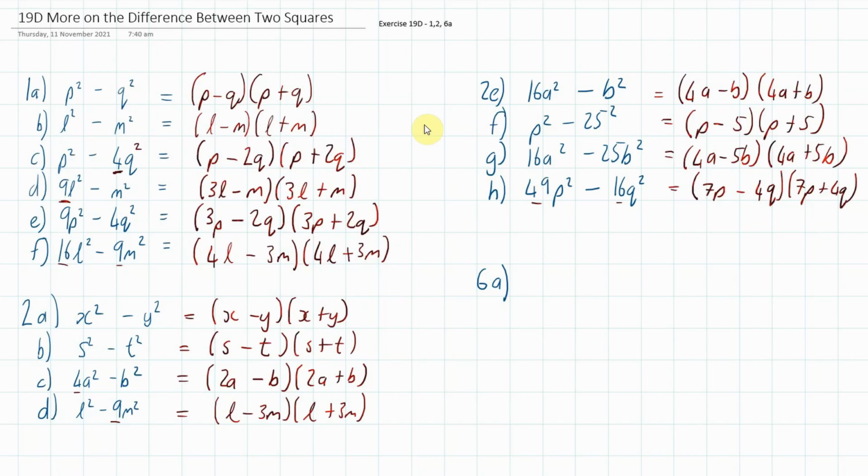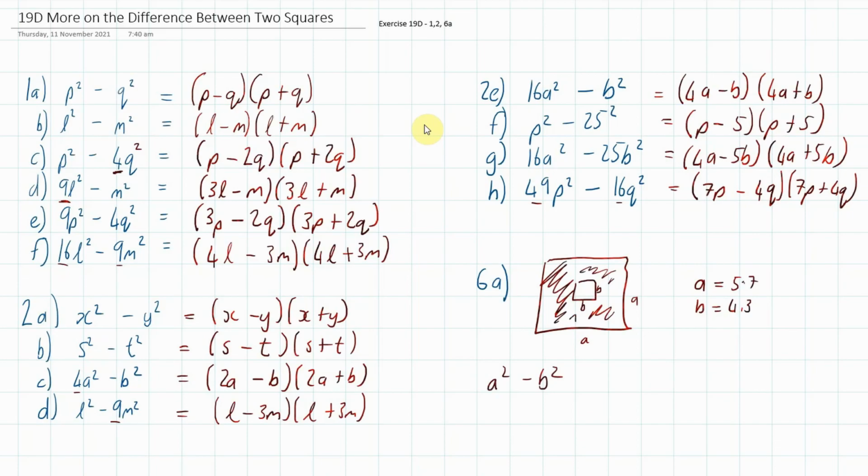Now the last question that I did set for you today was a problem solving question, and we've got these two squares. What does it look like? We've got something like this, right? And this is b by b, and this is a by a, and we know that a is equal to 5.7 and b is equal to 4.3, and we want to know the area of the shaded region. So this is a shaded region here. So it's like a squared minus b squared is what we're trying to find to get the shaded region.